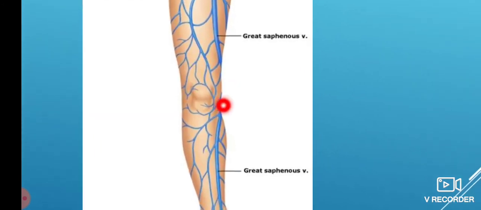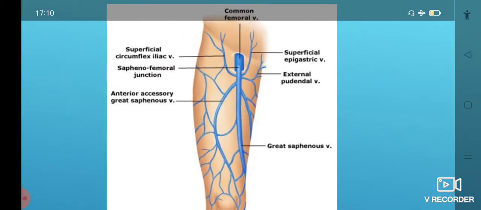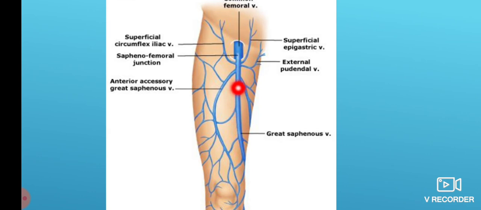Then it passes behind the knee to reach the popliteal fossa. Again it inclines into the anterior aspect of the thigh. Then it passes up along the anterior aspect of the thigh and reaches the upper part of the thigh. In the upper part of the thigh, the deep fascia has an opening, and that opening is called the saphenous opening. The saphenous opening is actually closed by a fascia called the cribriform fascia.